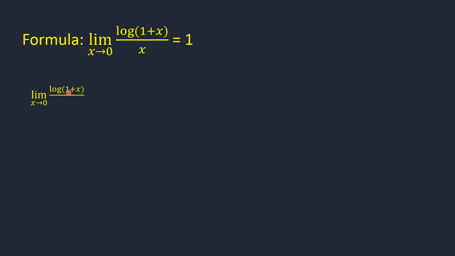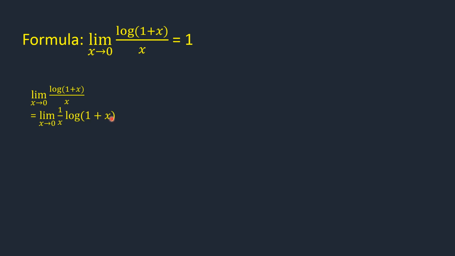Let us get acquainted with another limit formula, which is limit of log 1 plus x over x as x approaches 0 equals 1. Now let us solve this limit and see how this works out to be 1. So, limit log 1 plus x over x as x approaches 0. We will write log 1 plus x over x as 1 over x log 1 plus x.